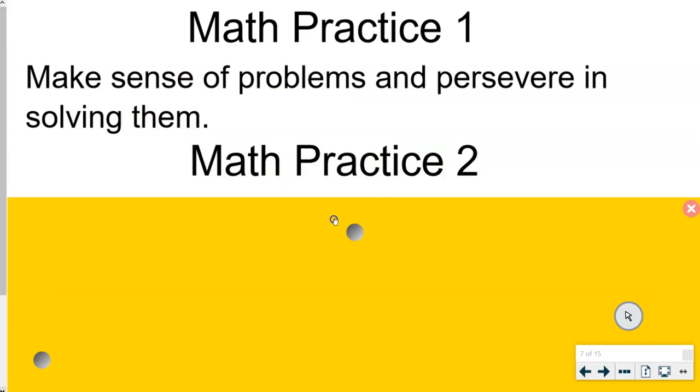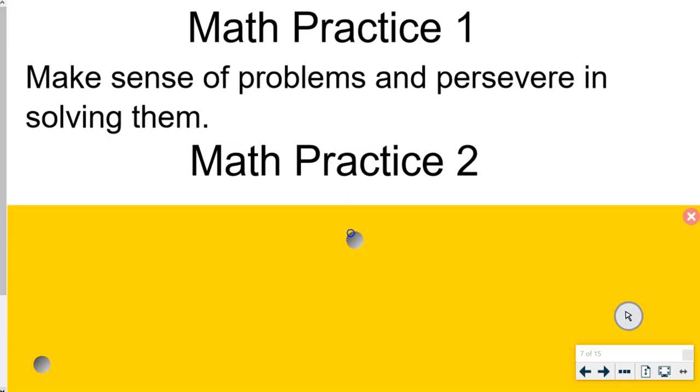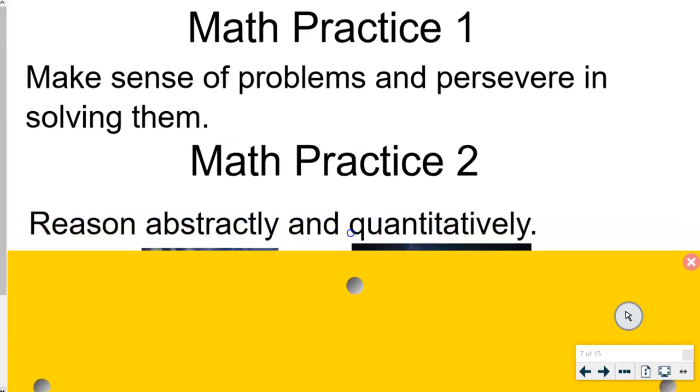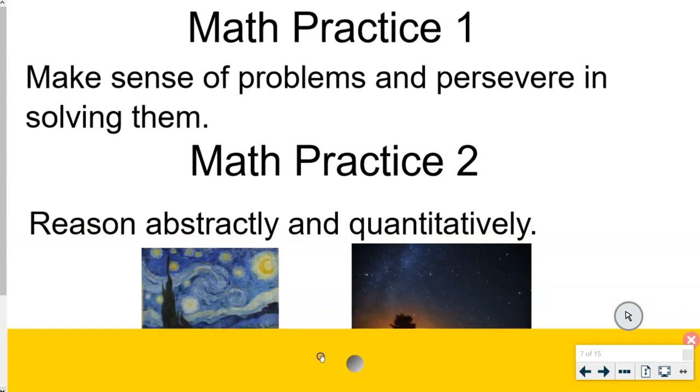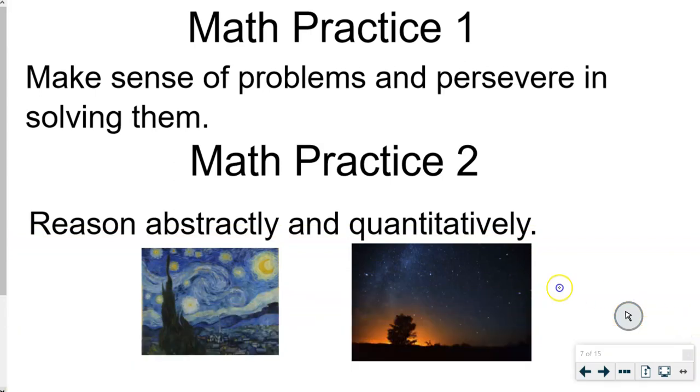Math practice 2, we did it yesterday. Who can tell me what math practice 2 is? Landis? Yes, reason abstractly and quantitatively, and we have these images to remind us what that actually means. Both of these images represent beautiful starry night skies with trees. This is real life or quantitative. This is abstract. It's the same type of thing, different representations. They each have their own purpose and their own type of beauty.